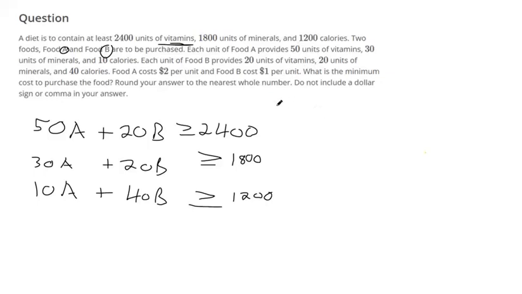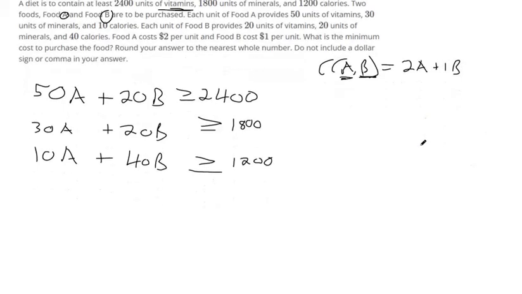Okay, so we're supposed to compare all the infinite possible solutions to this problem to a cost function. And the cost function depends on A and B, right? It depends on how many units of food A that we buy, and it depends on how many units of B that we buy. The cost function is $2 for every A unit plus $1 for every B unit. So this is a linear programming problem.